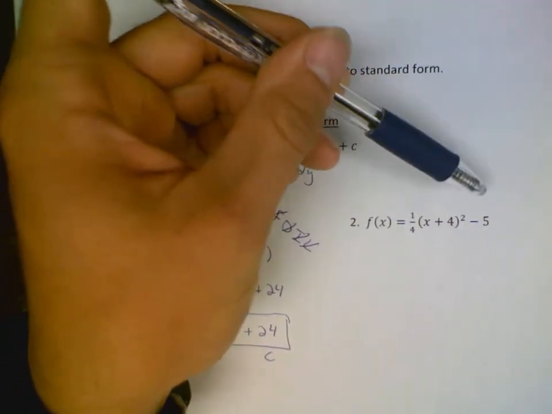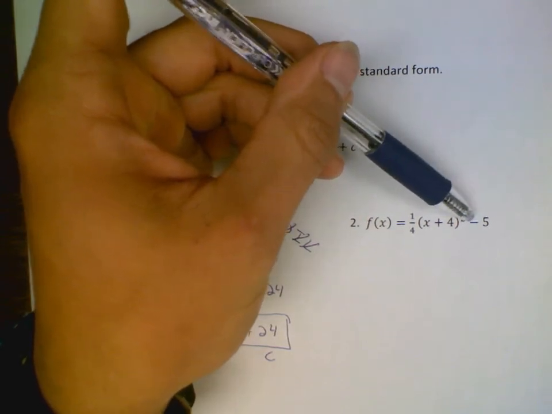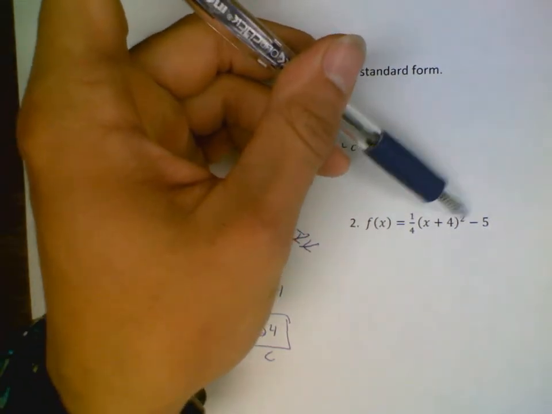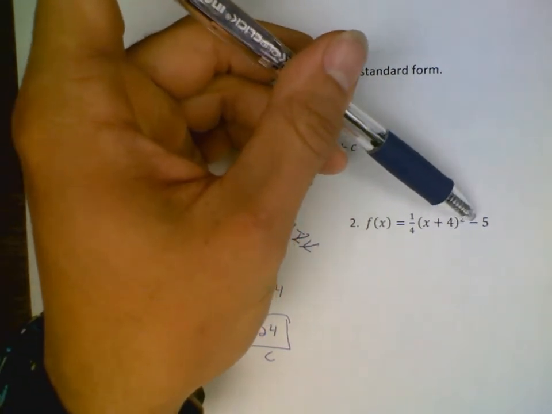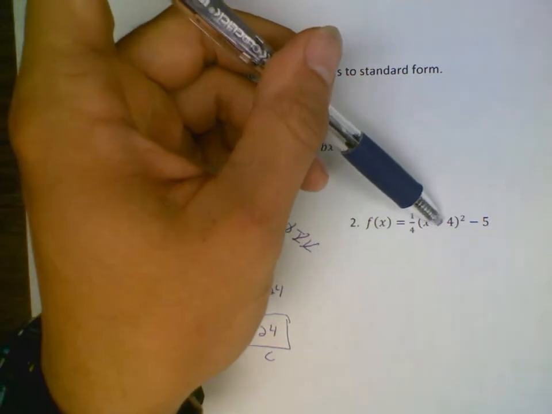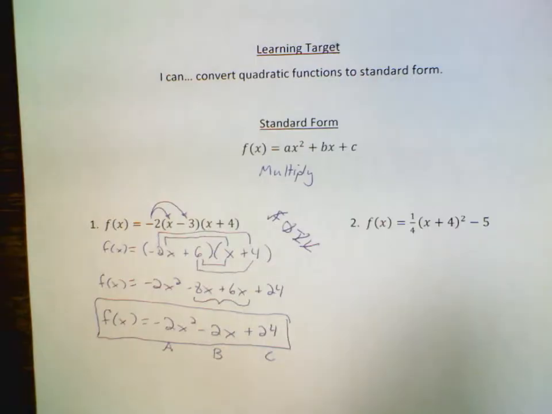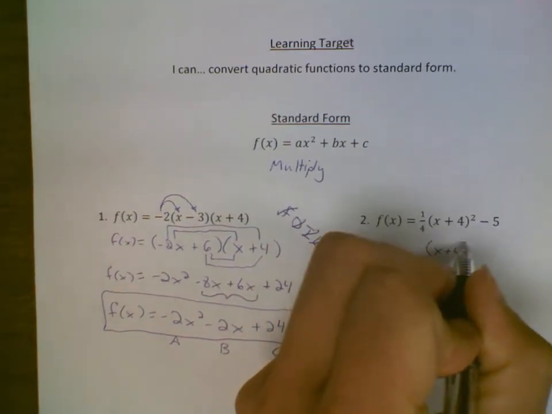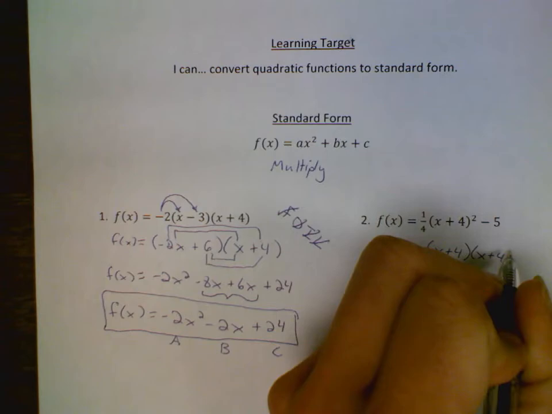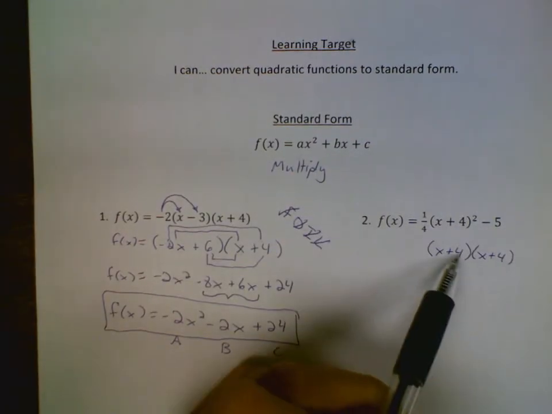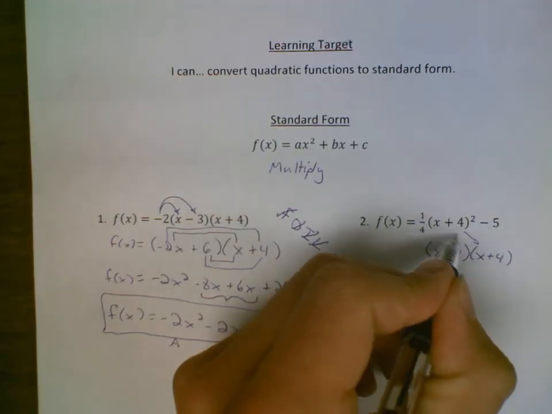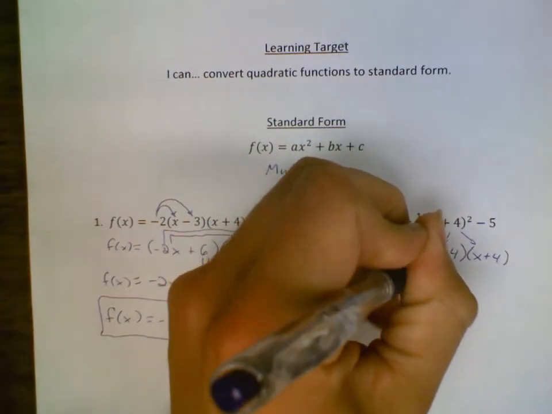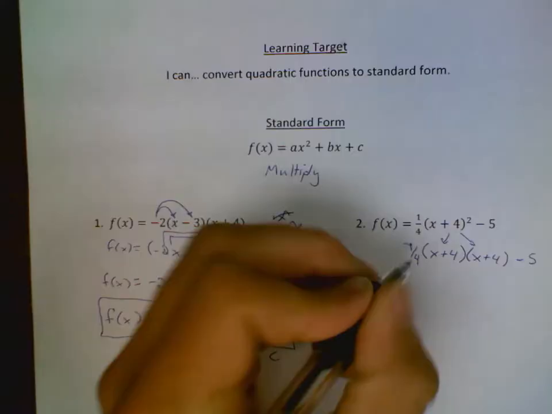The other thing I cannot do is you cannot distribute the square. X plus 4 squared is not x squared plus 4 squared. Okay, that's not how a square works. What a square means is that you're taking whatever's being squared times itself. So this x plus 4 squared is really x plus 4 times x plus 4. Okay, so it's really two of them being multiplied. So you need to split the square first. Write it as its two separate factors. Then we're multiplying by 1/4 out front, and we still have the -5 on the end.